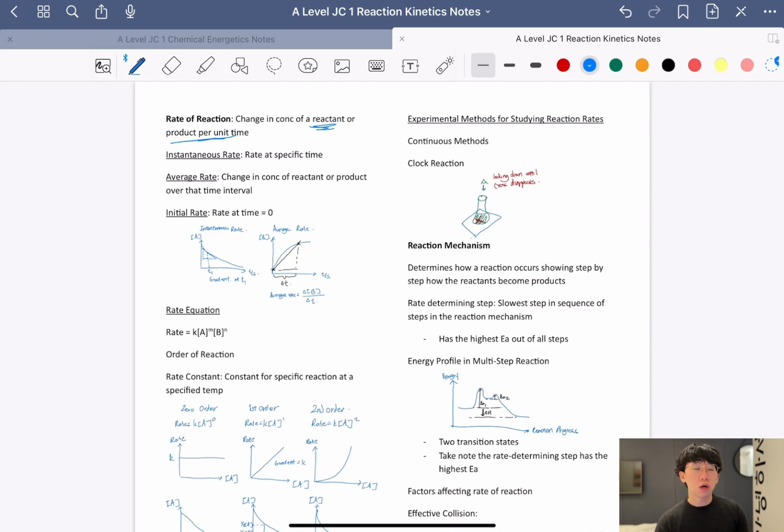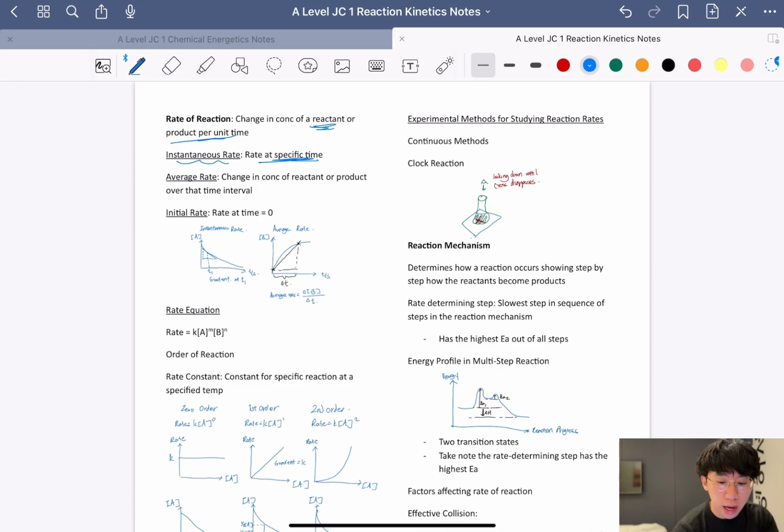and it is also important to know what the question is asking, whether it is either the instantaneous rate, which is the rate at a very specific time. So for example, they'll tell you at t, which is time, equals 10 minutes, what is the rate at that time? And then you have to measure the rate at that time using whatever information you have.